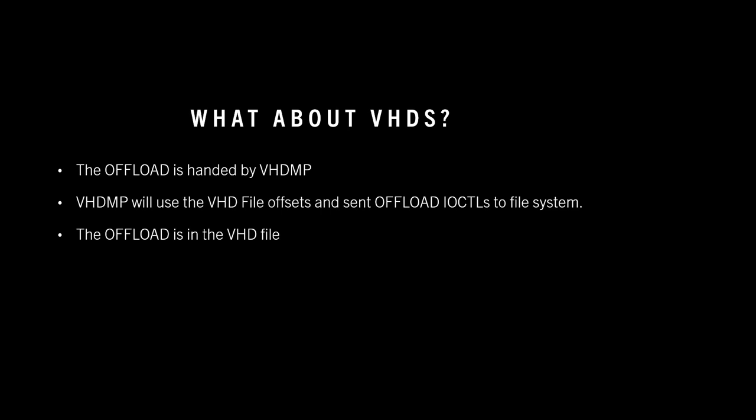VHDs do support offload read and write. Offload is handled by VHDMP in the host. The information is sent from the VM into the host, and the VHDMP will use the VHD file offsets and send the offload IOCTLs to the file system. And the offload is actually done to copy sections of the VHD from LUN A to LUN B. So that's how it's supported inside VMs. The VMs will support it, and again, it also needs to be supported by the storage.